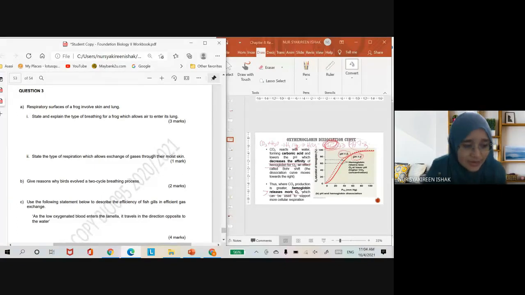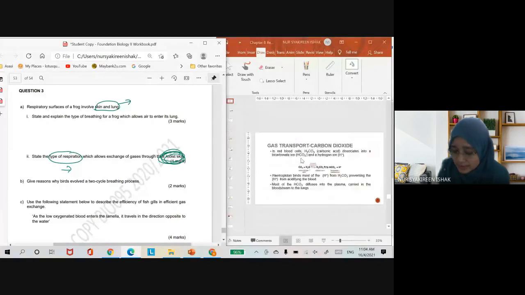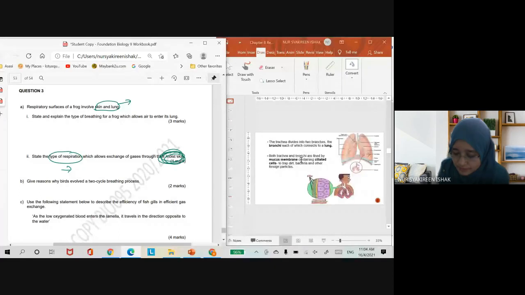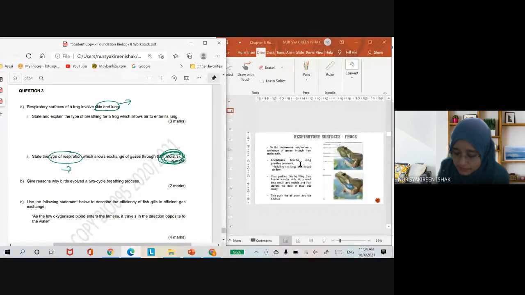Okay, so next, number 2, state the type of respiration which allows exchange of gases through the moist skin. State the type of respiration which allows exchange of gases through the moist skin. So ini type of respiration, okay, untuk frog that use moist skin. Tadi kalau dia melibatkan skin and lung altogether, we call it as pulmocutaneous respiration. Tapi because this one dia nak untuk skin saja, so it is cutaneous respiration. So kalau if you refer to your notes here, cutaneous respiration. Okay, so that is the answer for 2A.